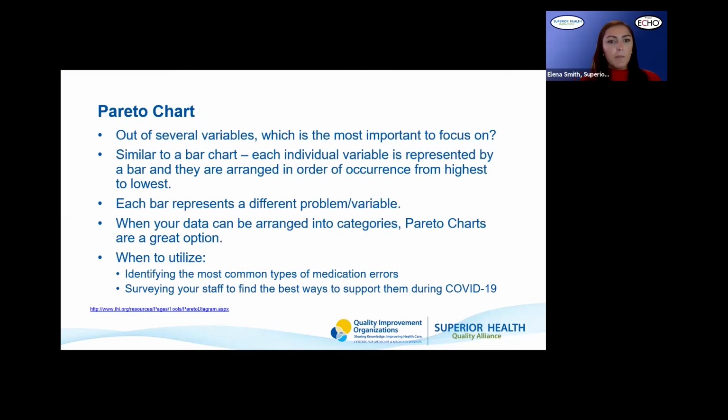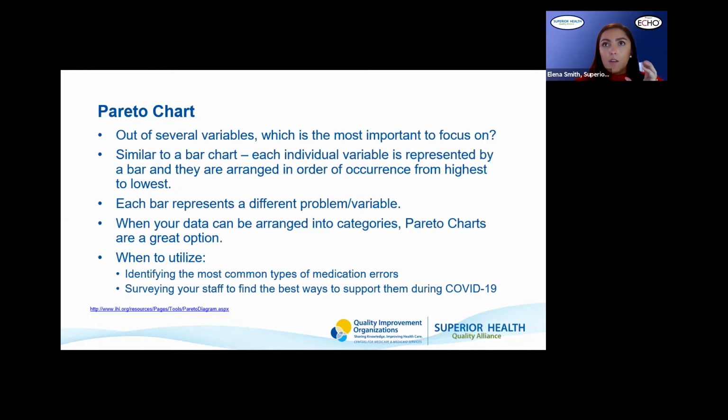These are similar to a bar chart where each individual variable is represented by a bar, and they are arranged in order of occurrence from highest to lowest. Each bar represents a different problem or variable, and when your data can be arranged into categories, Pareto charts are a great option. Here are a couple ideas that you might be able to utilize, and we'll look into the first one a little bit more on the next slide. Identifying the most common types of medication errors. Maybe you're looking at ways to really reduce medication errors, and you want to start out with the big one.